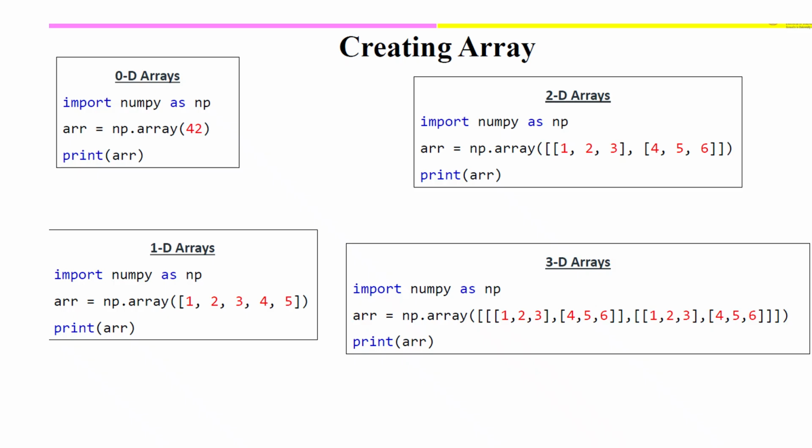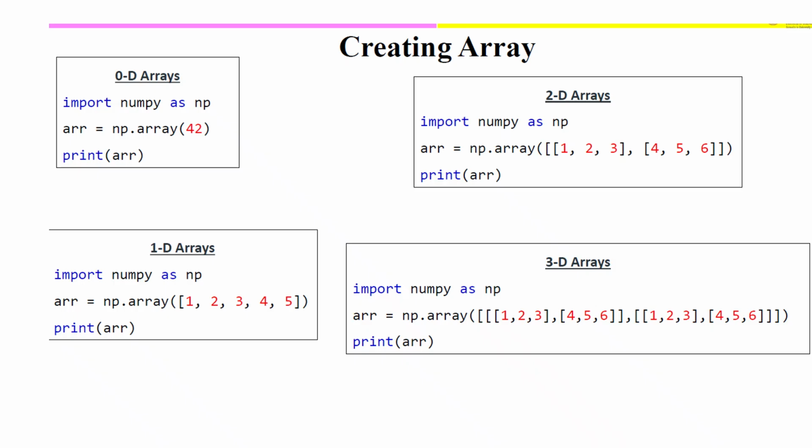Coming to the two-dimensional array, the syntax we are supposed to write is we use double square brackets, and inside the double square brackets you can see the values. The inner list represents a row, and this array has two rows and three columns. These 2D arrays are commonly used for tables of data, matrices, and spreadsheets.